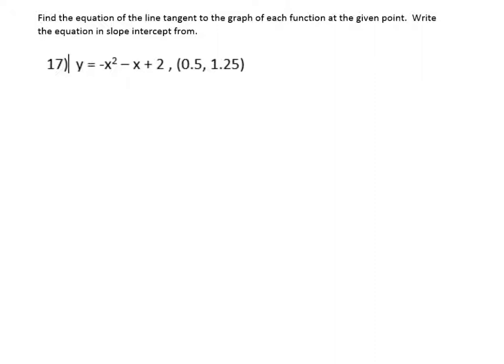Okay, got it. I'm going to do the same thing I just did. But they also want me to write the equation in slope-intercept form. I misspelled that, sorry. In slope-intercept form. That's where I'm going to need that y value.